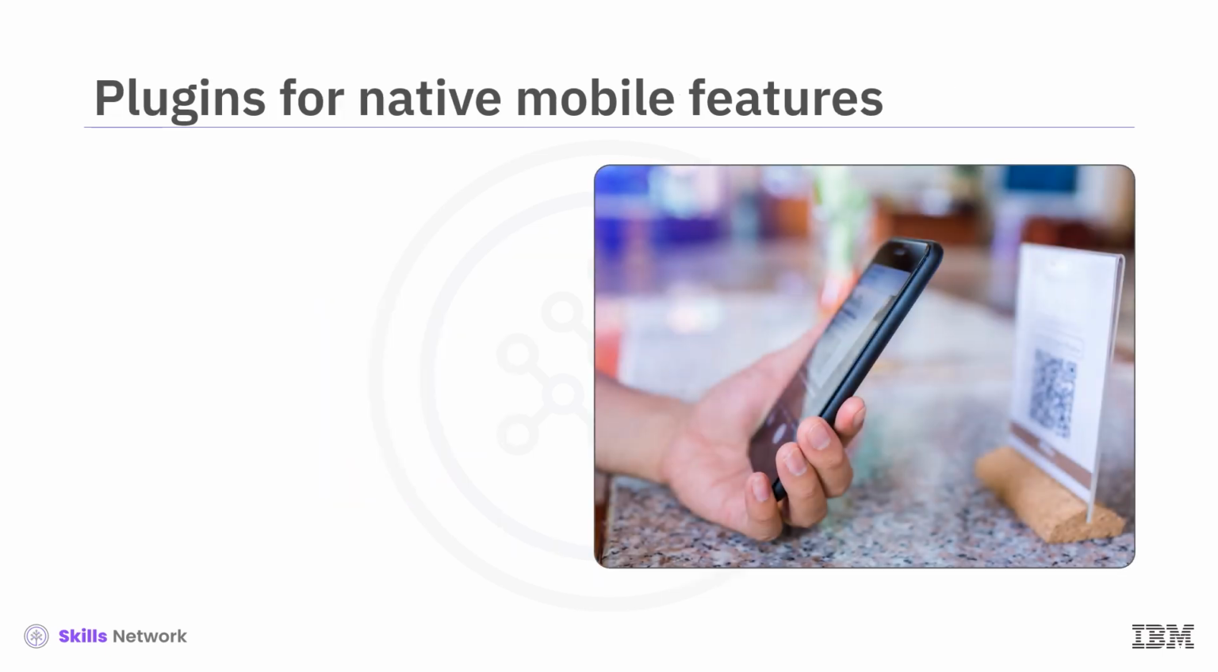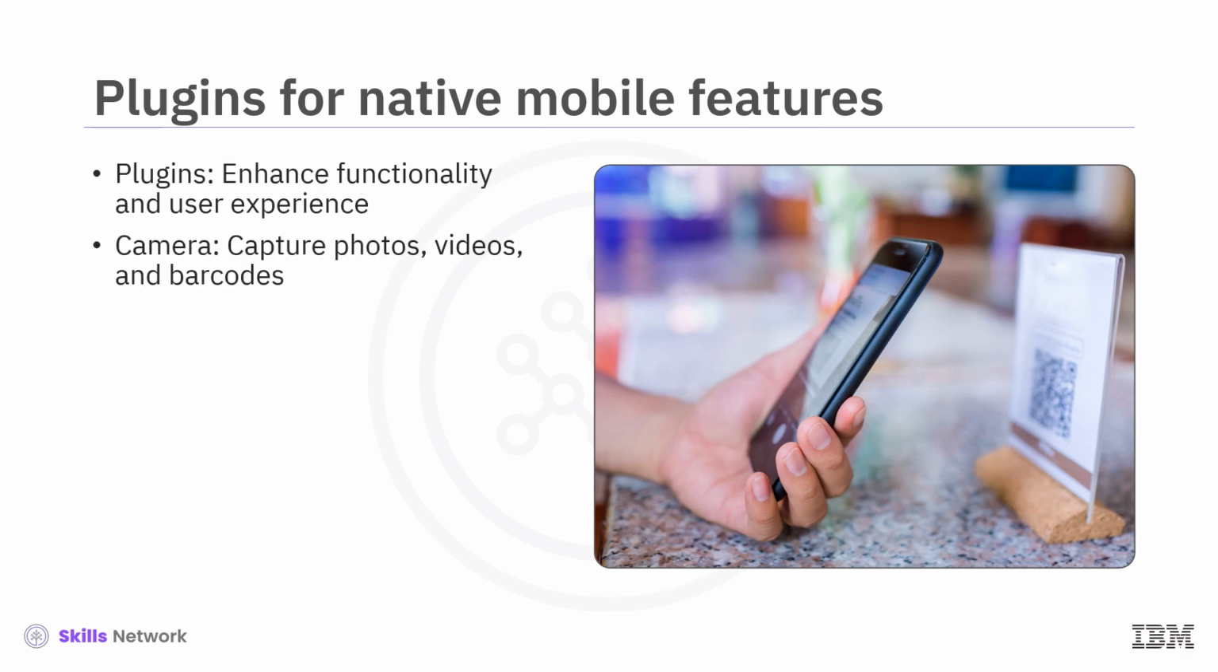Flutter provides a wide range of plugins to access native mobile features. These features can enhance your app's functionality and user experience. A camera plugin allows app users to capture photos and videos, but your app might also use the camera plugin to scan barcodes or QR codes. For example, a banking app accesses the camera to take a picture of a check to deposit.